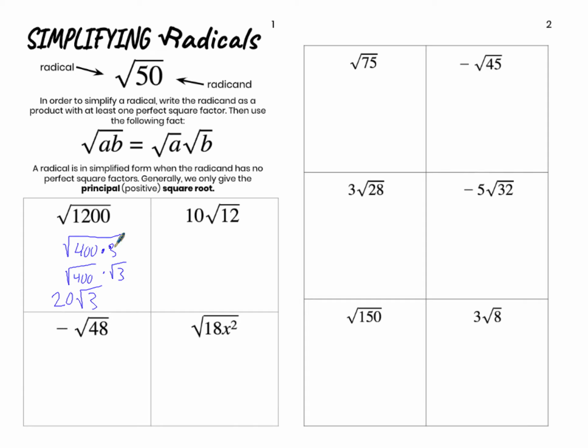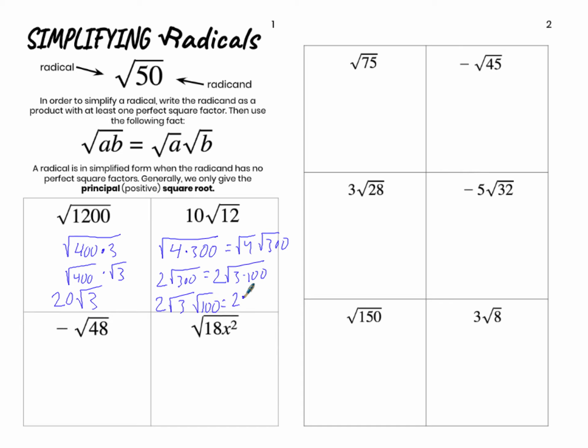If I weren't able to immediately identify 400 times 3, I could write this as even just, let's say, 4 times 300. And I would say that that equals the square root of 4 times the square root of 300. Square root of 4 is 2. I wouldn't be done yet. 2 radical 300. 300 still has a perfect square factor. 300 is 3 times 100. So 2 radical 300 is 2 radical 3 radical 100. The square root of 100 is 10.